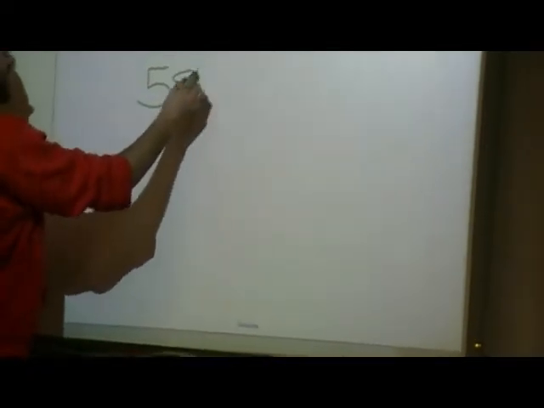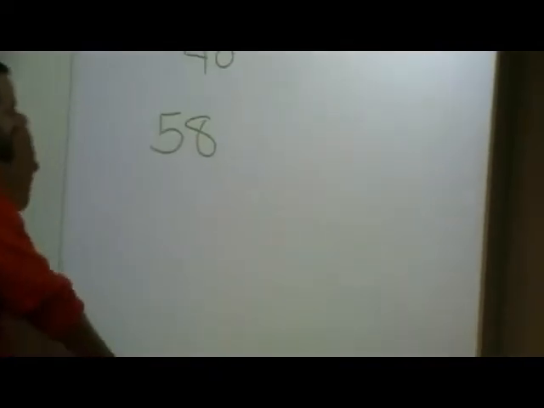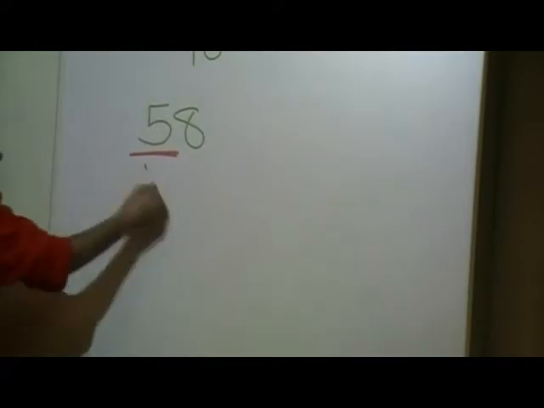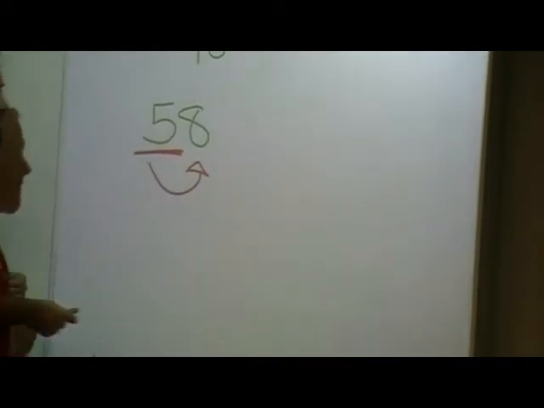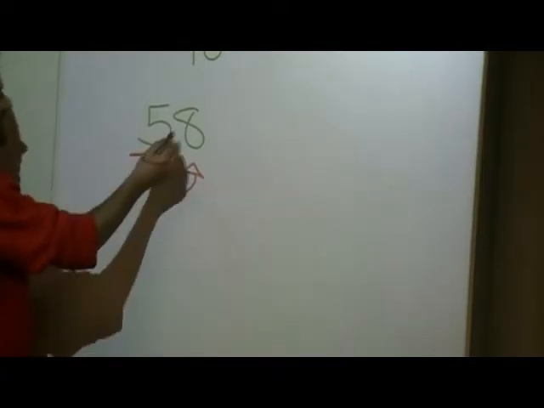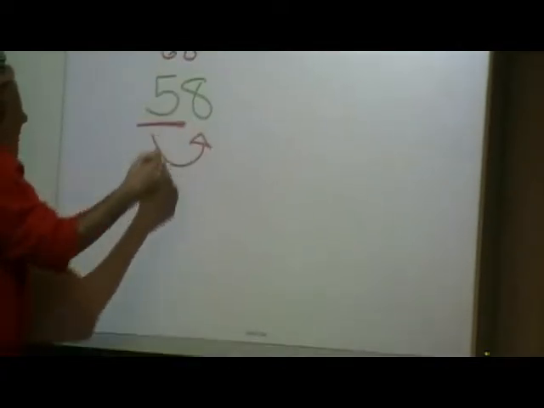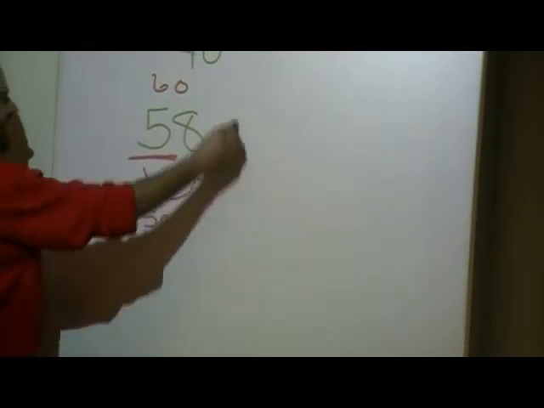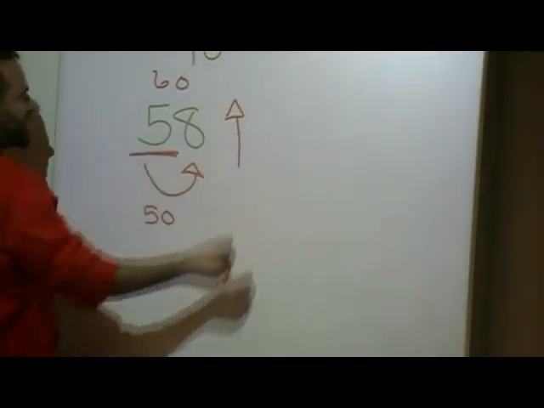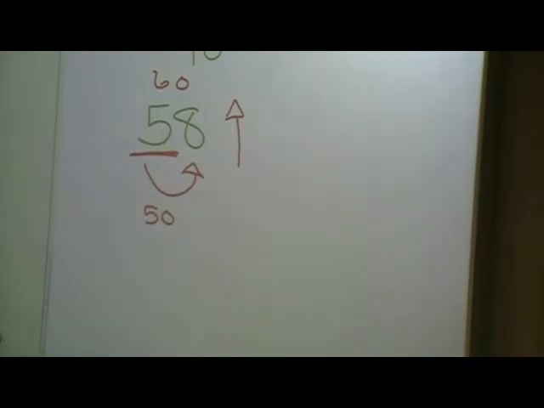What's our next one? 58. Okay, we're rounding to the nearest tens, which is our 5. We look at the number directly to the right. What does that tell us to do? Round up. Okay, this is between 50 and 60. If we round up, we're going up to 60. For 58, we're rounding up to 60.